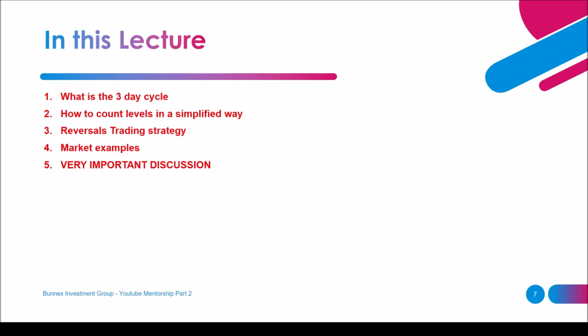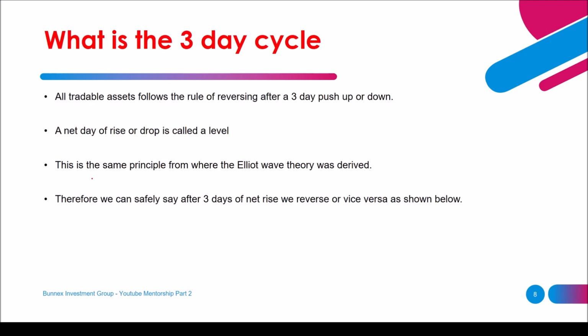So in this lecture, we are going to discuss what is the 3-day cycle, how to count levels in a simplified way, reversals, trading strategy, market examples, and a very important discussion at the end of the video. So all tradable assets follow the rule of reversing after a 3-day push up or down. We mean after 3 days of rise or 3 days of drop, we expect to see a market reversal.